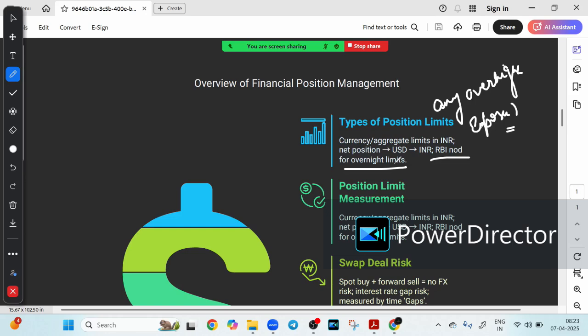So basically we are talking about the types of position limit. If a bank is dealing in USD INR, the net position is closely monitored. Any overnight exposure, then what? That requires prior approval from the RBI for the overnight limit. Now, if you look at the position limit, I told you currency limits are there and aggregate limits are there, right? And RBI nod is required.